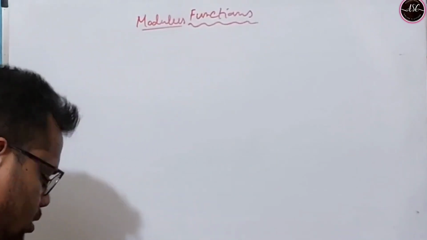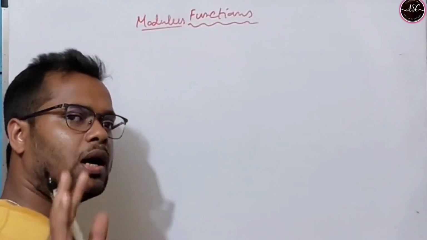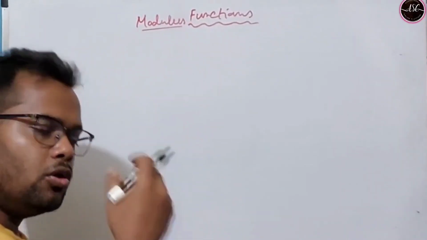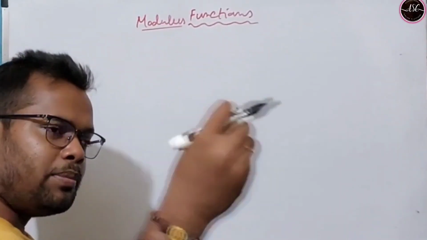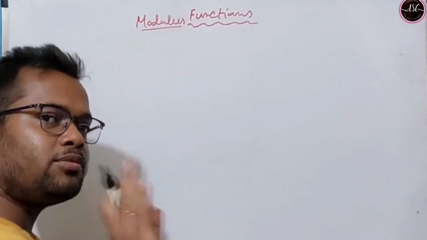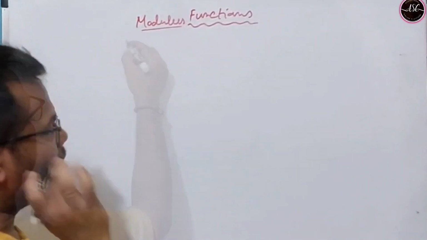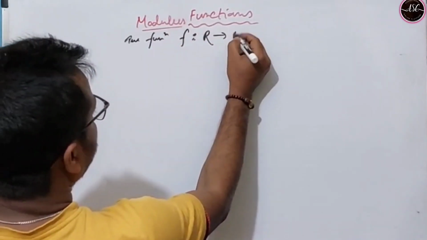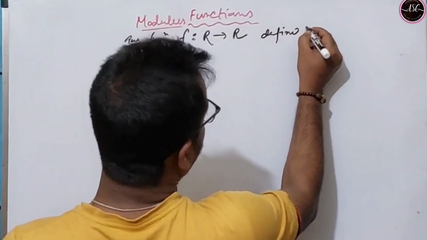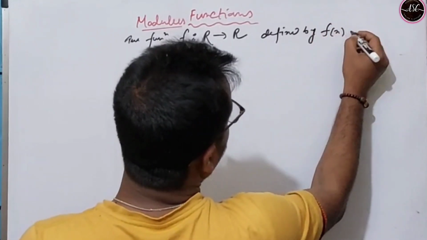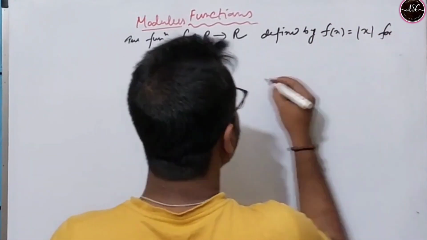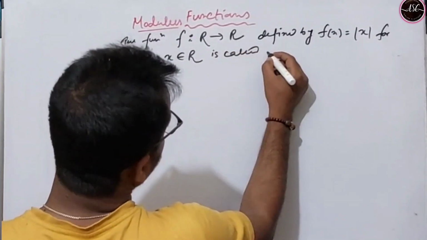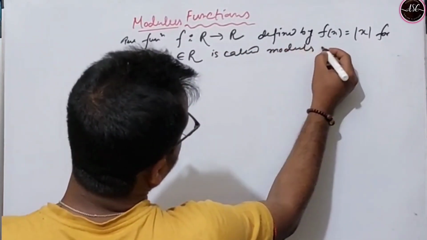Learn about the modulus function. The word modulus you have heard before. Within mod, the value of any negative or positive number will always be output as the absolute value, so all the time positive. The function f from R to R defined by f(x) is equal to mod x, where x belongs to R, is called the modulus function.